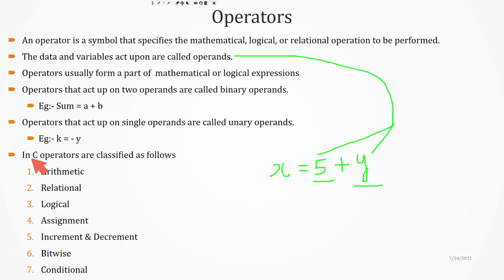In C, operators are classified as follows: arithmetic operator, relational operator, logical operator, assignment operator, increment and decrement operator, bitwise operator, and conditional operator. So we will discuss them one by one.